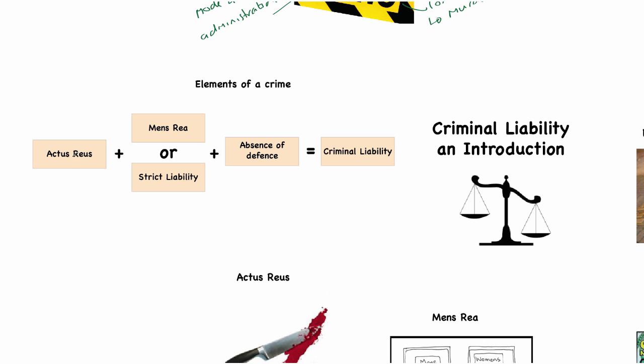Okay, so in order to find somebody liable for a crime, you need to be able to show that there is actus reus, mens rea, or strict liability, plus the absence of a defence.